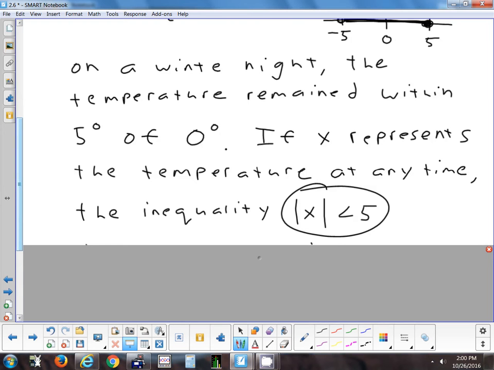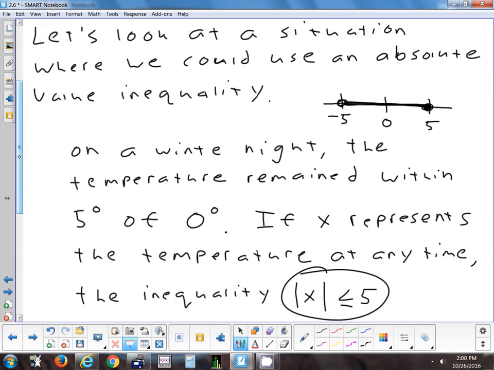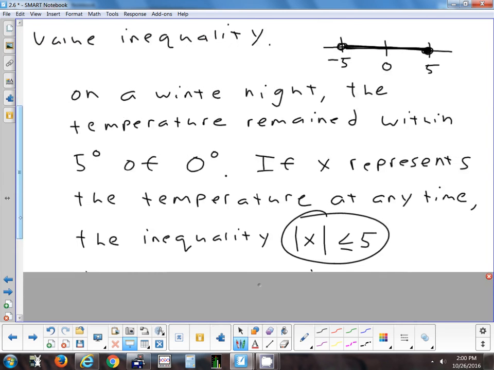So in this problem, this is how you represent those temperatures. The distance from zero, the absolute value, is always less than or equal to 5. Okay? What I just circled and what I just graphed, those are the same thing. Right, so that's an example of where you could see it. Okay? Something that's always within a certain distance from zero, like a temperature.